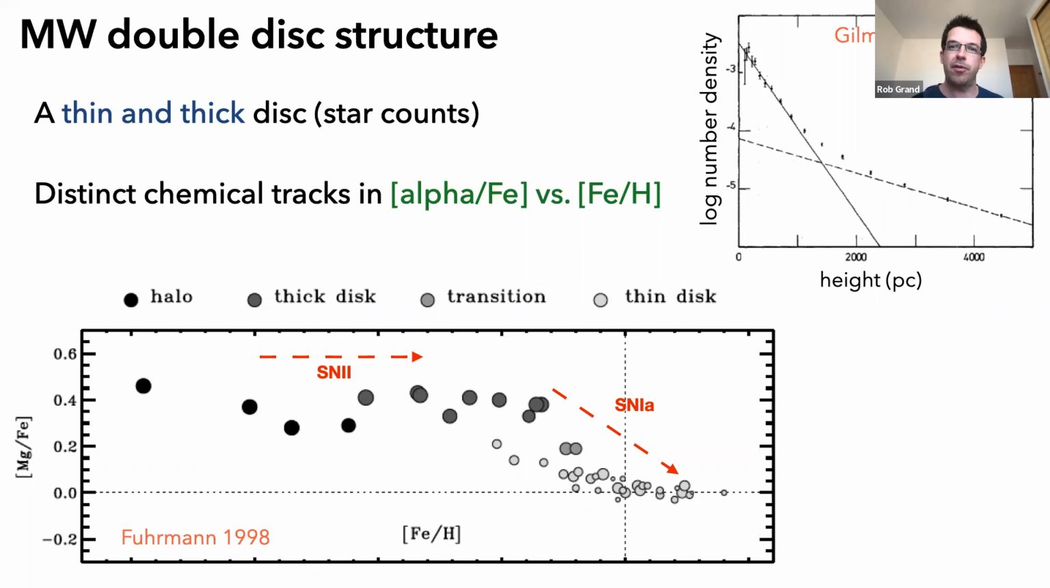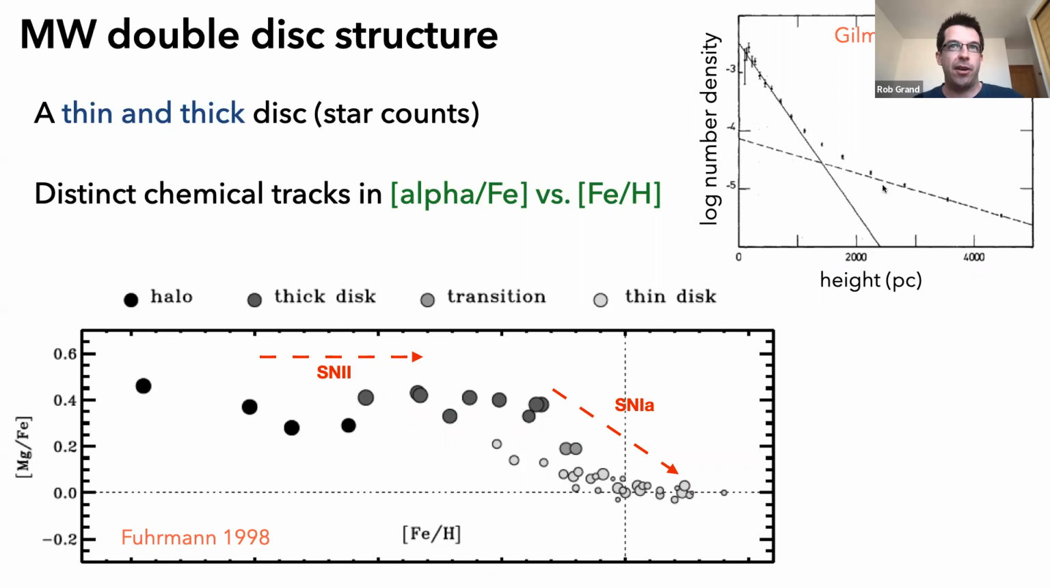As a bit of background, we've known for quite a while, from the study of Gilmore and Reid in the 80s, that through number counts of stars above and below the plane, this distribution can be well decomposed by two exponentials with different scale heights. So we have a thin component with a shorter scale height, known as the thin disk, and a thicker component with a larger scale height, known as the thick disk.